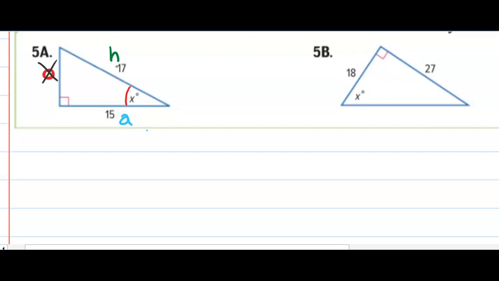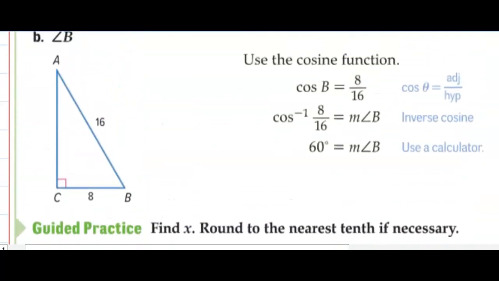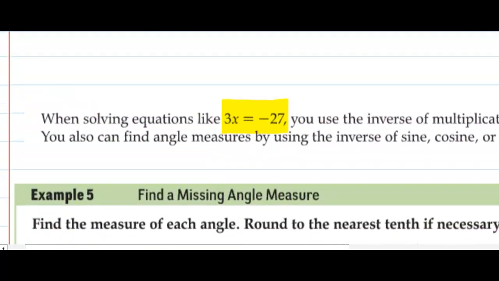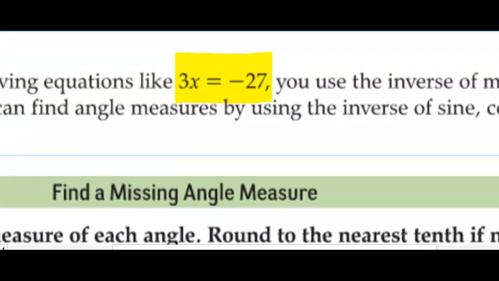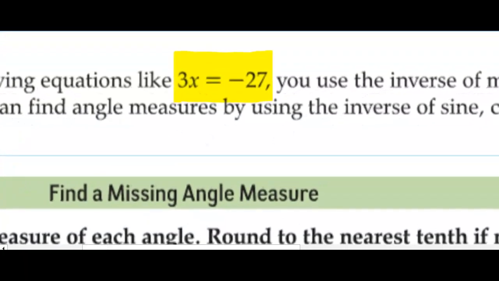What connects A and H? Cosine. So the cosine of x, usually we're putting a number there, but now we don't know the number, equals the adjacent over the hypotenuse. And now we're trying to solve. So again, let's think how we would solve that basic linear equation. We would multiply by the inverse, like 1/3, or divide by 3. That would get rid of the 3.